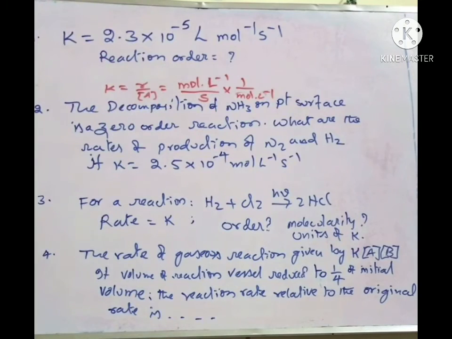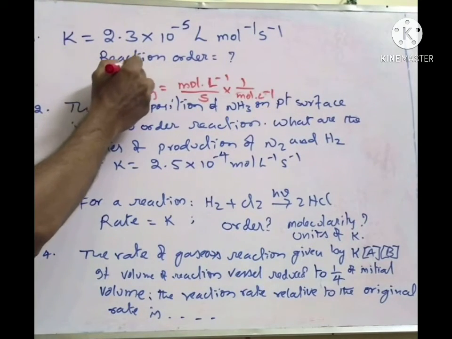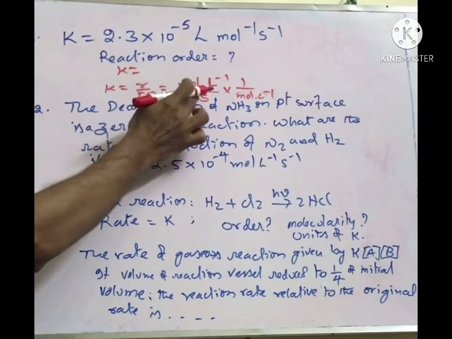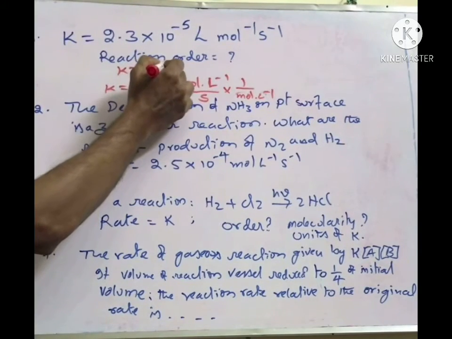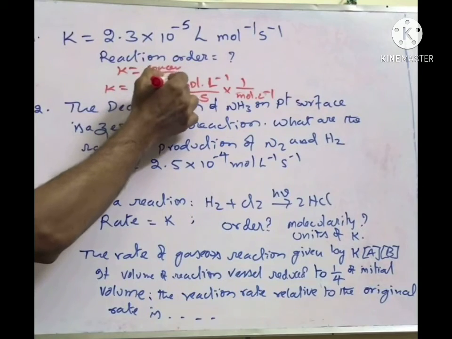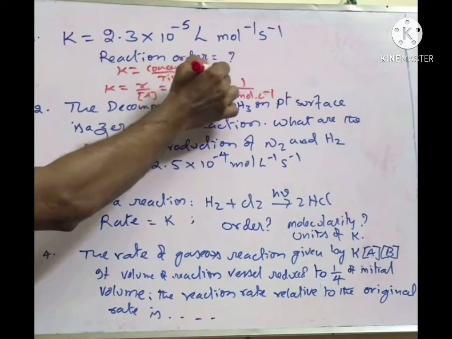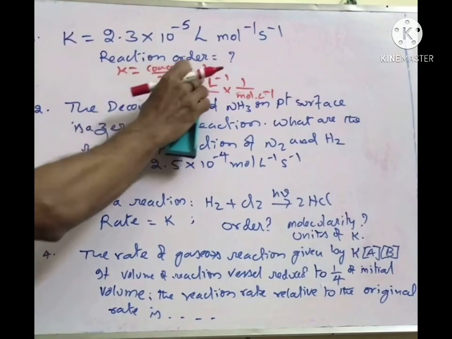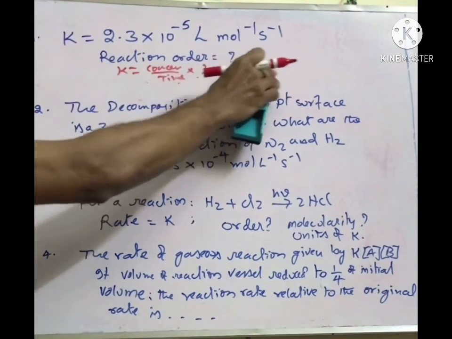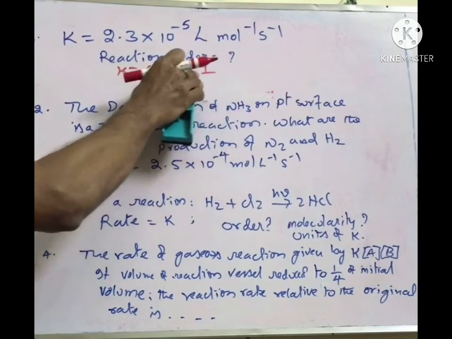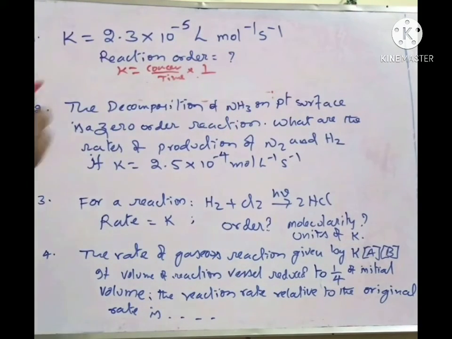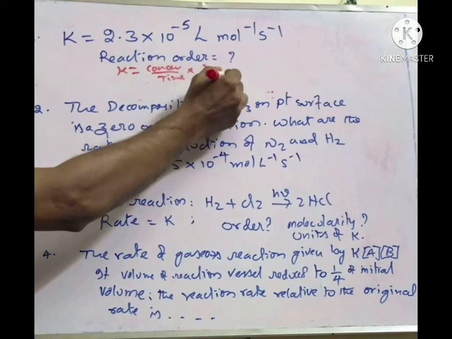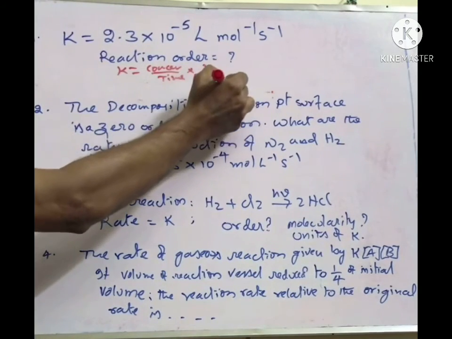So what are the K units? We can find K equivalent to concentration per time into 1 over concentration. This is the general equation, which can be obtained by using this. Based on that, we can find out the units for any order reaction. Concentration over time is the rate, and one over concentration to the power n, where n is the order of the reaction.